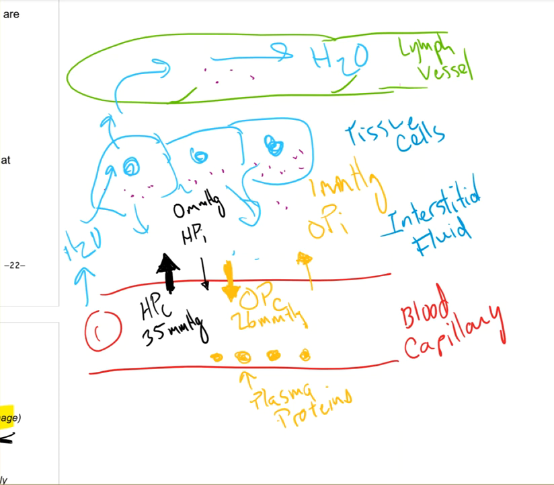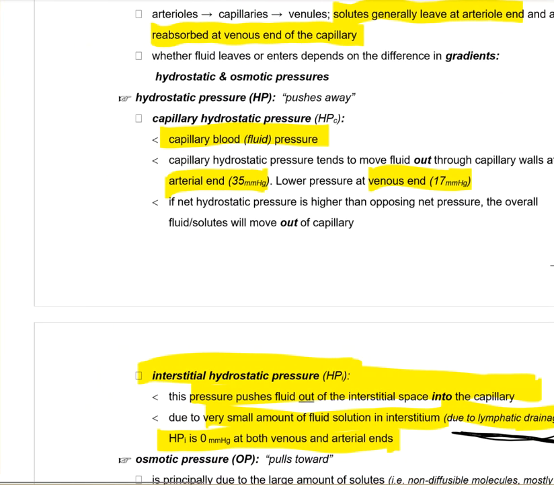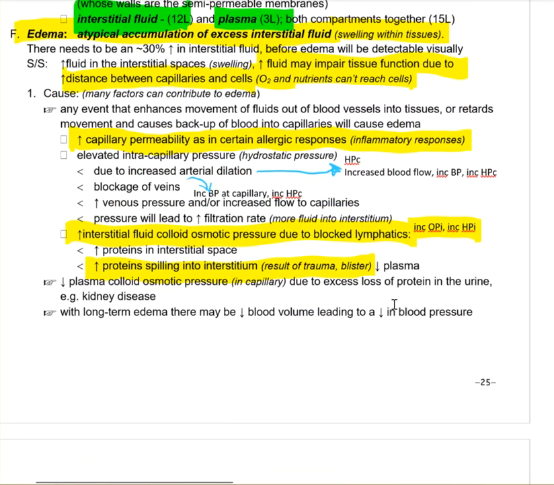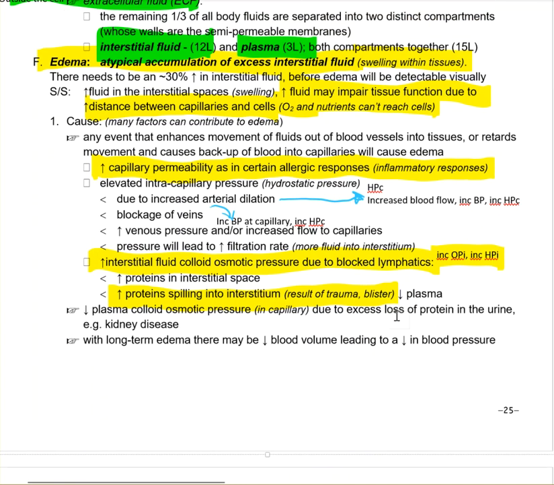When the proteins go out there, the OPI is going to go up quite a bit, because water will want to come in and dilute those proteins. So water will want to move out of the plasma and go in and dilute those proteins. So if you have trauma to an area, you get a blister, you get damage, we're going to have a decrease in plasma fluid. Plasma fluid is going to go out, and we're going to see an increase in OPI. Okay.